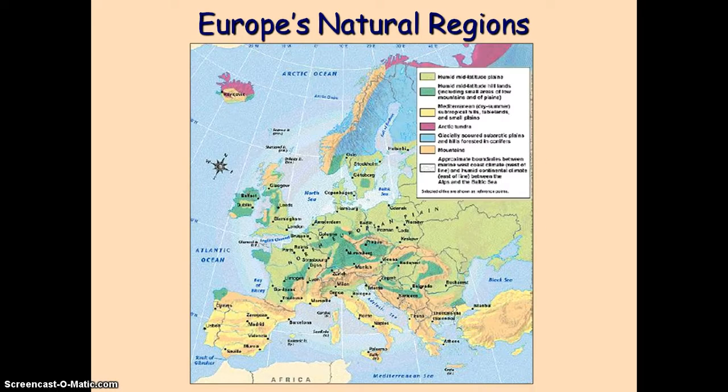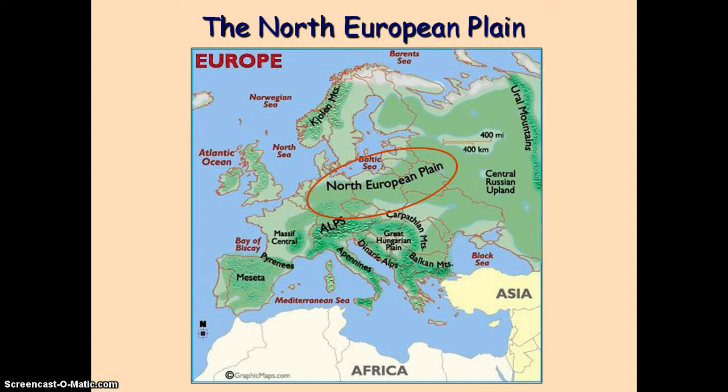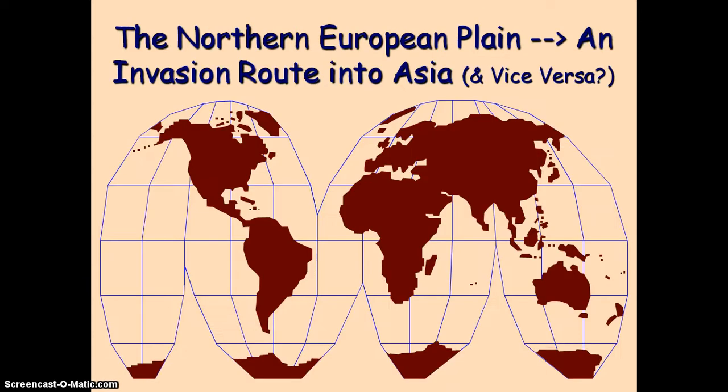Vegetation in Europe, some natural regions. They have some forested areas. They have Mediterranean climates that have chaparral, low-lying grasslands. They have tundra. Again, a picture of the northern European plain. Talking a little bit more about the fact that it's an invasion route into Asia, or maybe Asia will invade finally Europe.